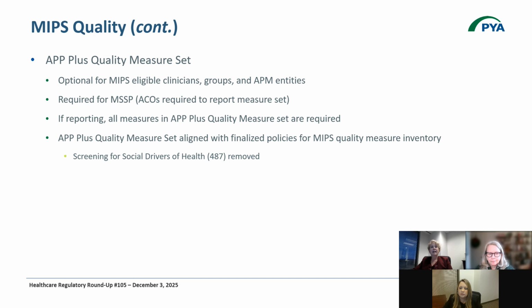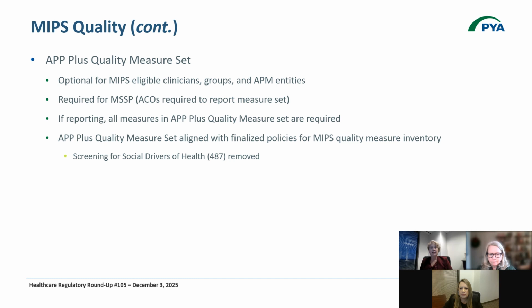They did add some additional changes to the APP Plus quality measure set. It is an optional participation or selection for MIPS eligible clinicians, groups, and APM entities. It is required, though, for MSSP. So ACOs are required to report on this particular measure set. If a provider is selecting this measure, they have to report all measures in the measure set. You can't pick and choose, and you can't skip any.